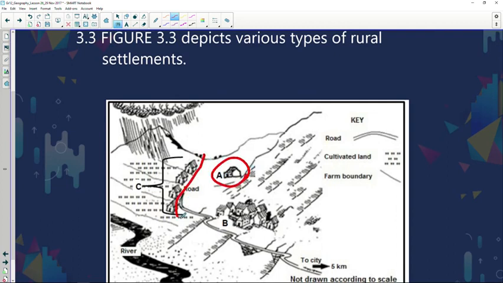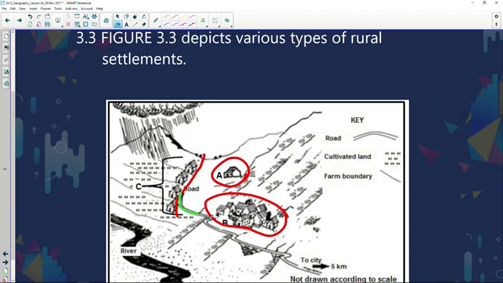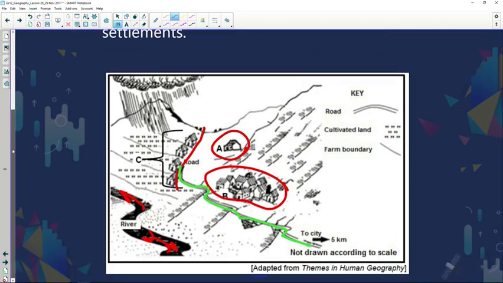That looks like a linear pattern. That looks like a nucleated pattern over here at B. And as you can see, they are situated very close to a major transport route. And again, they are situated close to a water resource. Now let's quickly go and answer the questions that follow.